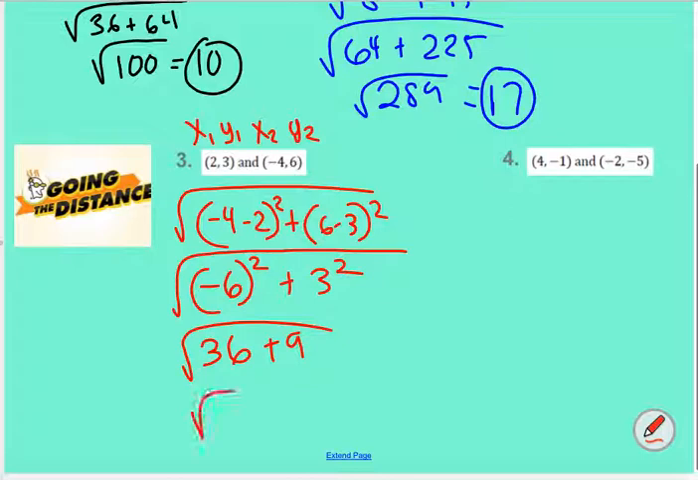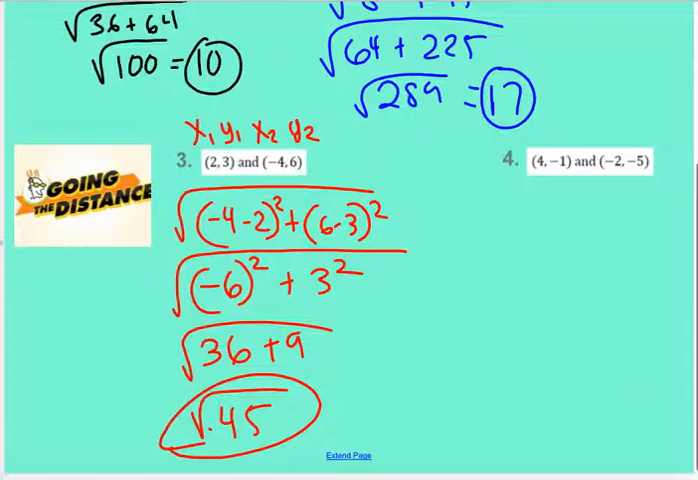So when I add that, I get square root of 45. That's going to be my answer. I'll leave it like that too. I could split it apart, but square root of 45 would be fine. Or give me the decimal. Either way, that's fine. So for number 4, x1, y1, x2, y2.